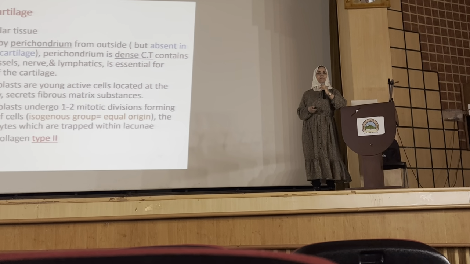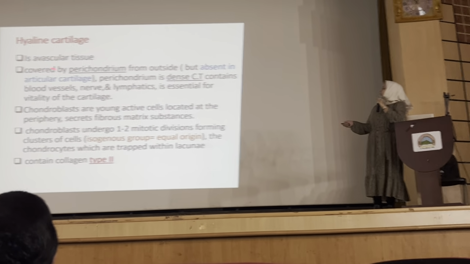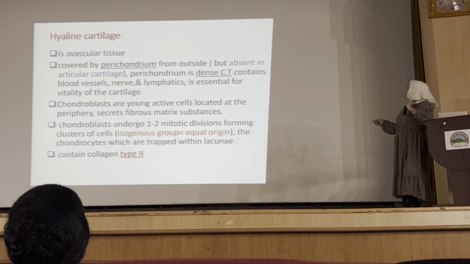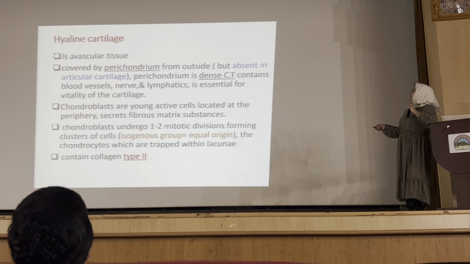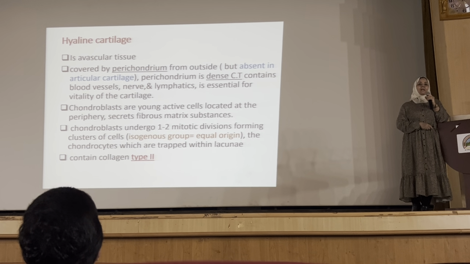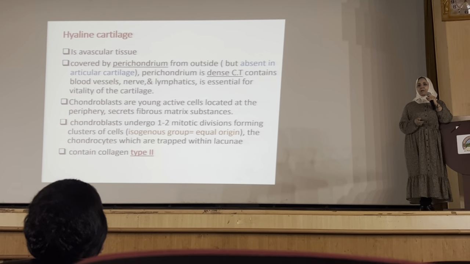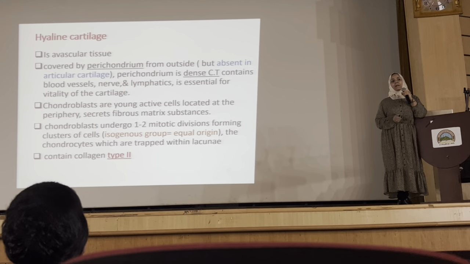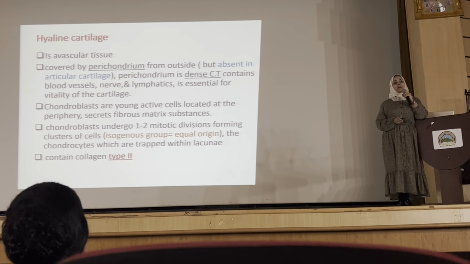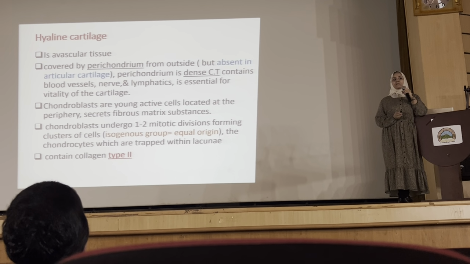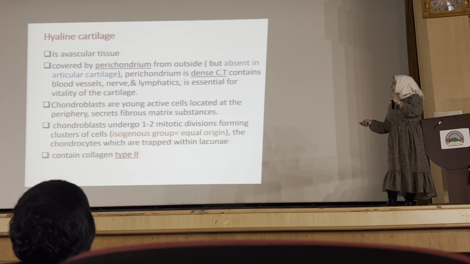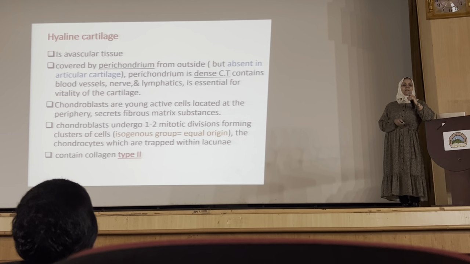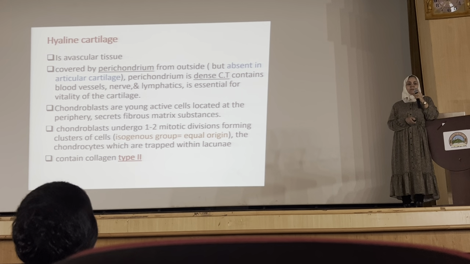Hyaline cartilage is an avascular tissue covered by perichondrium, non vascular, but the perichondrium is absent in articular cartilage. This is exceptional for hyaline cartilage. For hyaline cartilage, in certain areas there is no perichondrium, which is the articular cartilage. So this is the answer to your question about the articular cartilage.